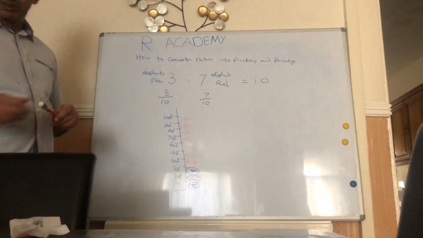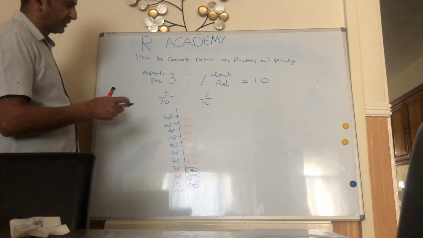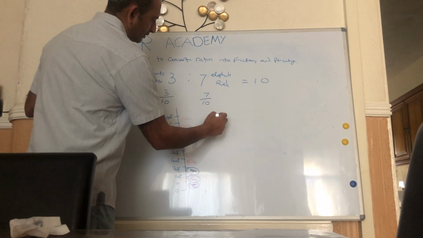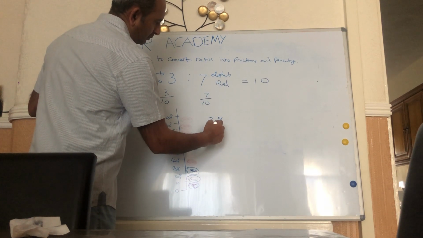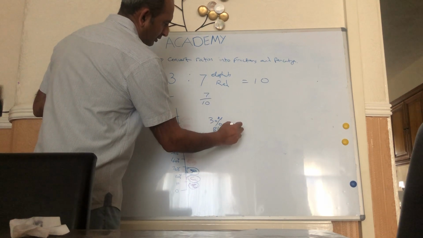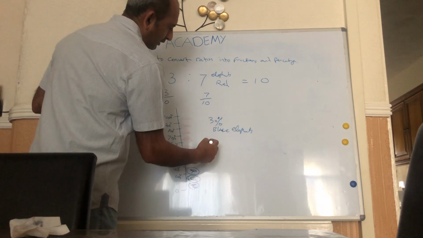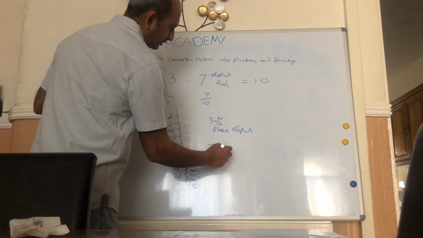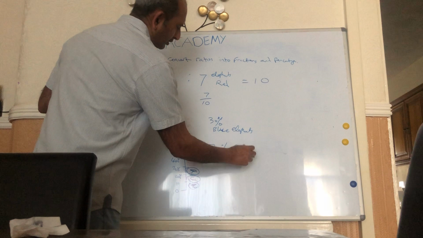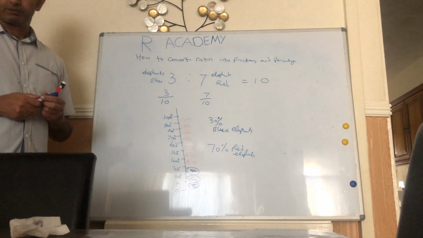So that's how you would work out the percentage. So the percentage would be like this. 30% blue elephants, and 70% red elephants. As a percentage, that's how you do it. Okay.